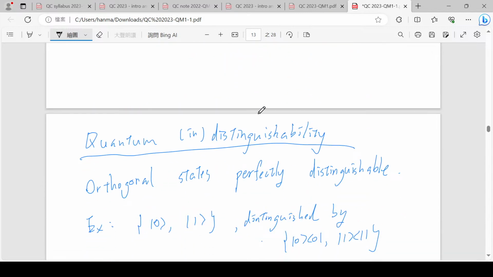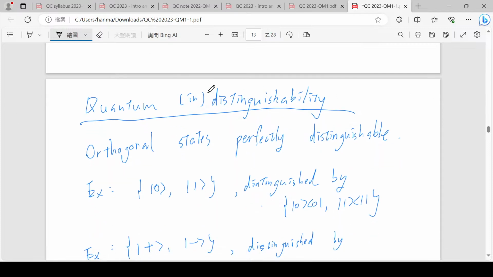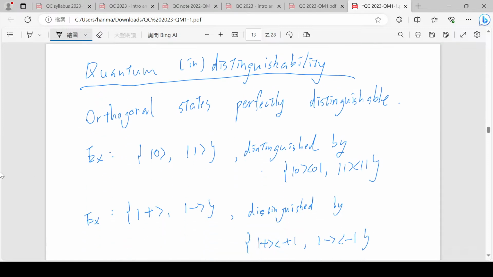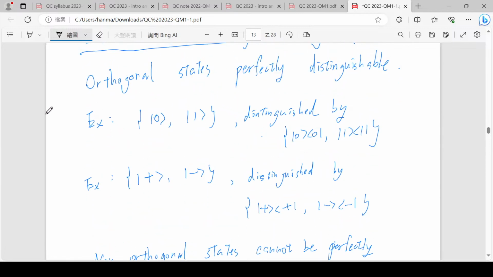Okay, now let's talk about something that we can compute more rigorously, and that's this quantum indistinguishability problem. This is a quantum phenomenon coming from our measurement rule. And this phenomenon is that some quantum states are not perfectly distinguishable. So what do we mean by perfectly distinguishable? First we give an example of perfectly distinguishable states. We say that orthogonal states are perfectly distinguishable.